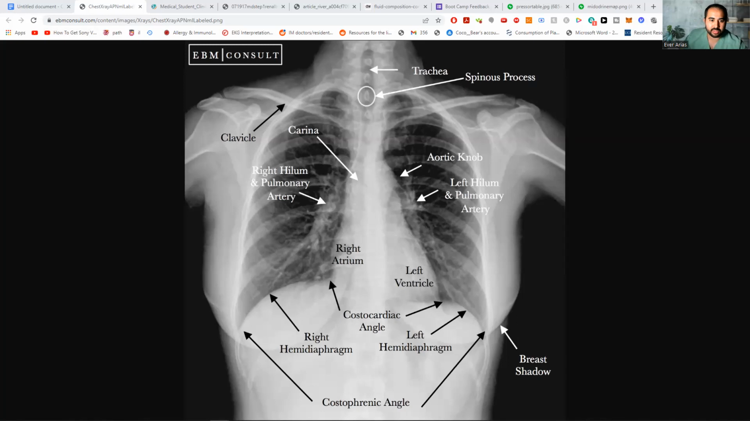Trying to figure out, I wish I could see what I'm sharing. Are you able to see the X-ray, guys?